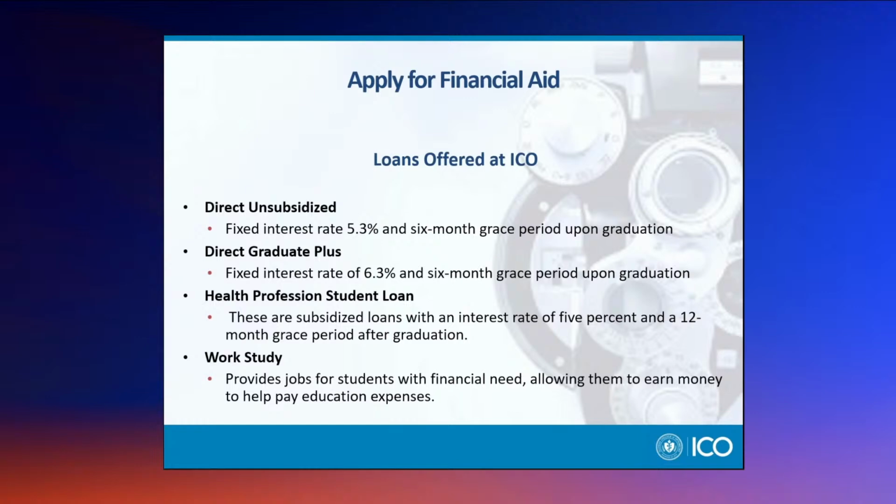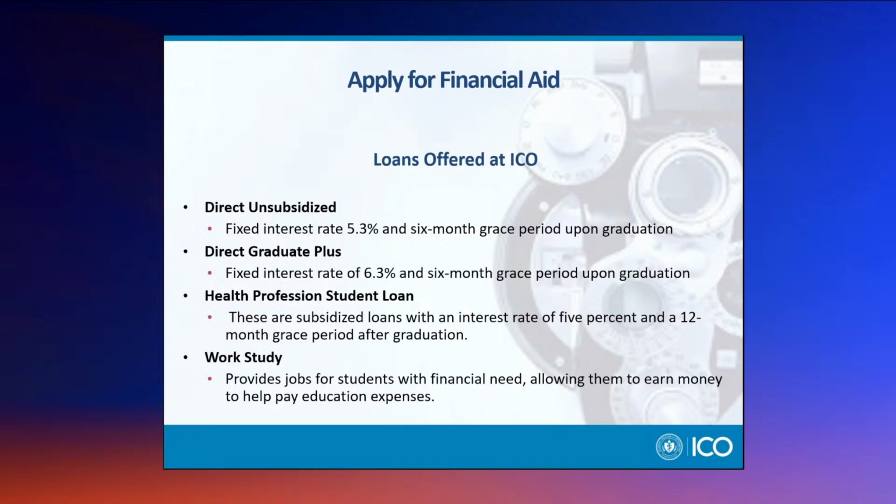We also have the direct Graduate Plus loan, which is at a fixed interest rate of 6.3%. You will also have a grace period of 6 months to start paying back this loan after you graduate. And you may be familiar with the Parent Plus loan if you took out financial aid in undergrad. So this replaces that loan and provides additional funds for you.